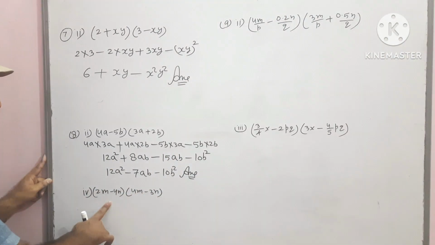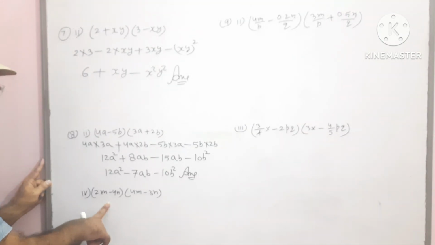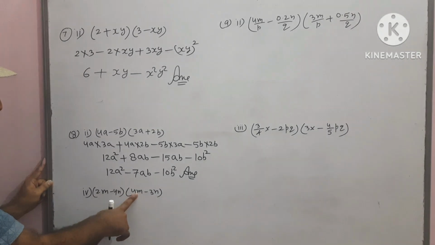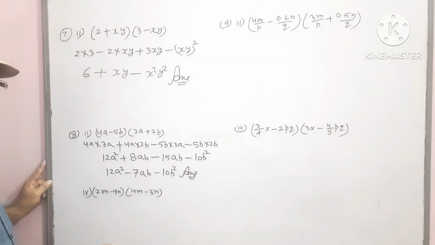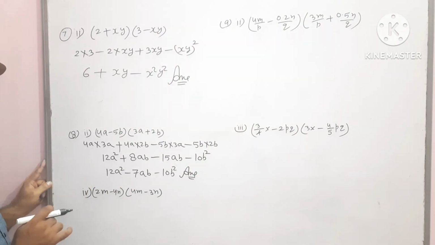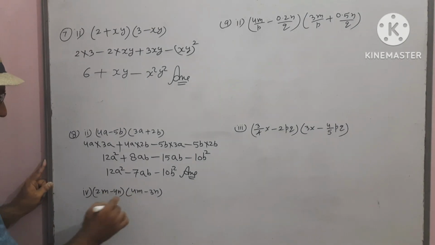Same method we are going to follow here also. Same method. First term is different, second terms are also different. So no identity will be applied, just a simple multiplication. How to multiply? 2m is multiplied with 4m, so we will write 2m into 4m.